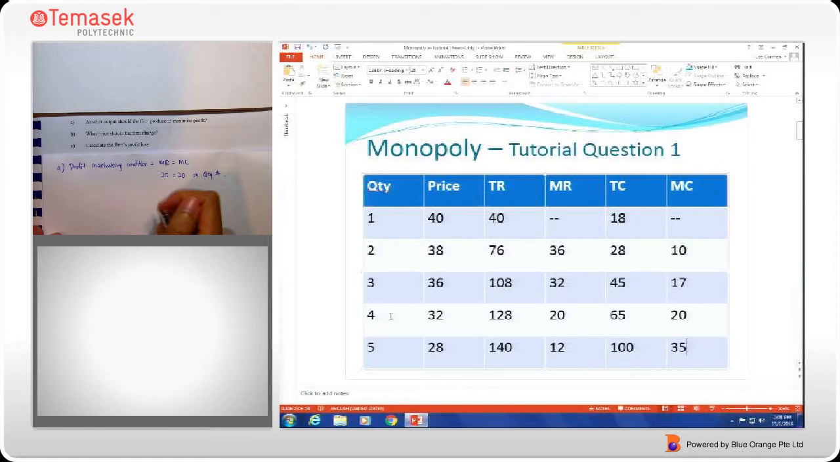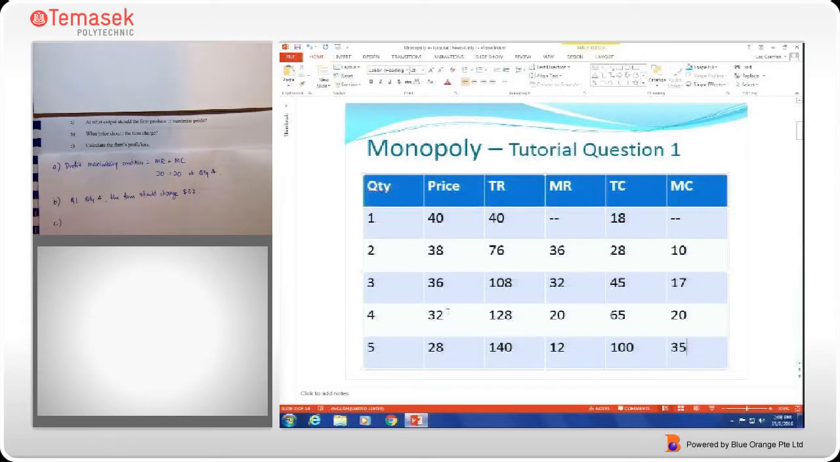Next up, Part B. Part B asks what price should the firm charge. So we know that we have maximum profit at quantity 4. We need to simply refer to the price at quantity 4, and so the price the firm should charge is actually 32 at quantity 4. The firm should charge $32.